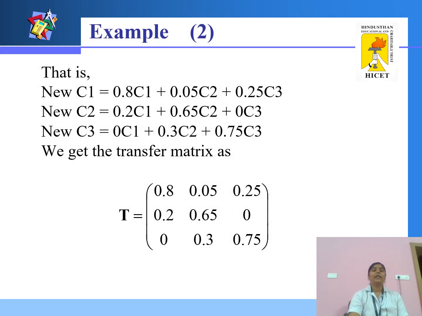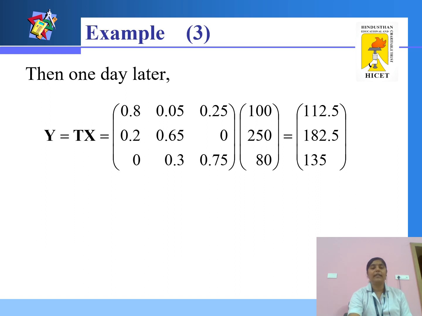So new C1 equals 0.8 C1 plus 0.05 C2 plus 0.25 C3. Then new C2 is 0.2 C1 plus 0.65 C2 plus 0 C3. And new C3 is 0 C1 plus 0.3 C2 plus 0.75 C3. So we get the transfer matrix T: 0.8, 0.05, 0.25. The next row is 0.2, 0.65 and 0, and the last is 0, 0.3 and 0.75. So one day later, y equals Tx, that is T multiplied by the x matrix 100, 250, 80. After applying the matrix multiplication we get the resultant matrix with values 112.5, 182.5 and 135.